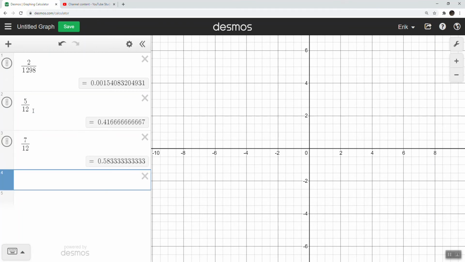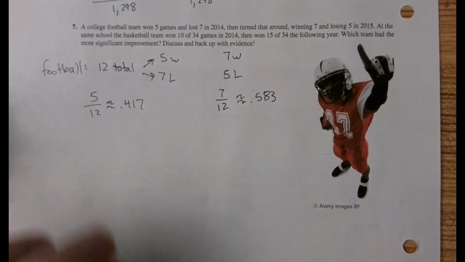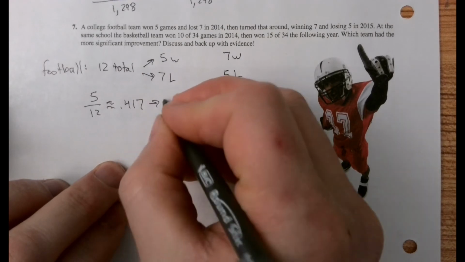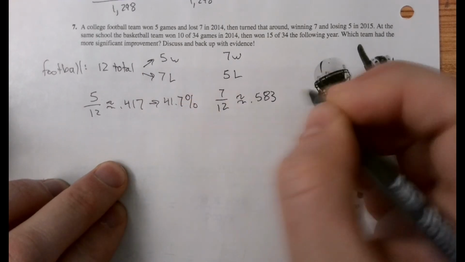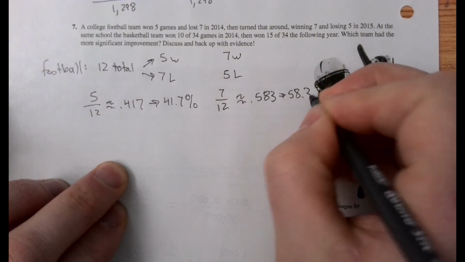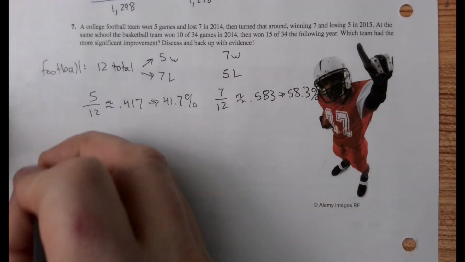So, 0.417 versus 0.583. Okay, so definitely an improvement, of course, in the percent won. That's what these percentages represent. Let's do that same analysis for our basketball team.